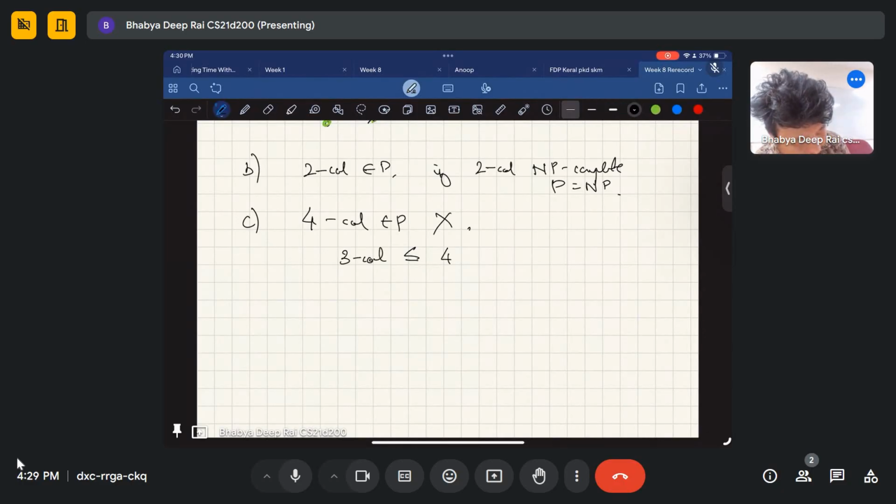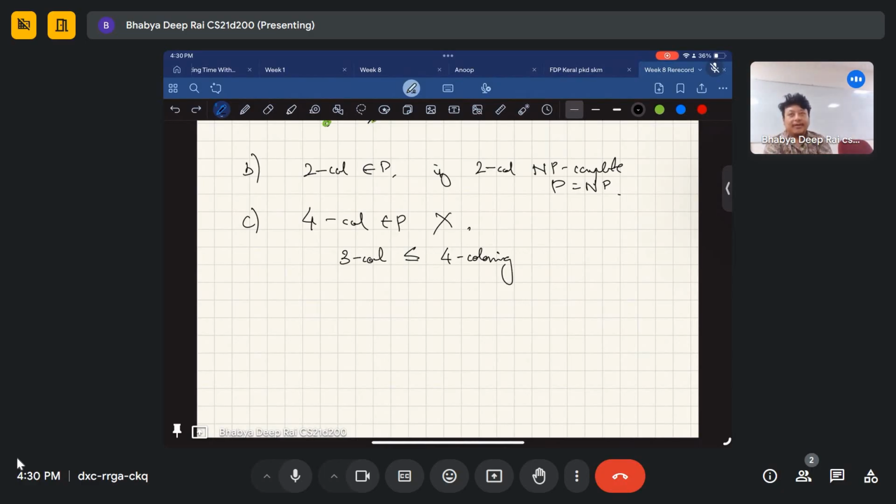And if 3 coloring is NP complete, then whatever it reduces to will always be NP complete. Okay. Why is 3 coloring reduced to 4 coloring?